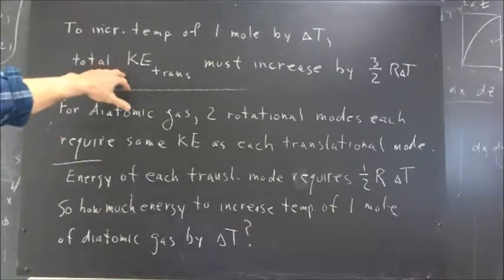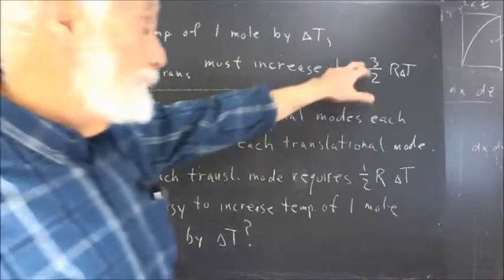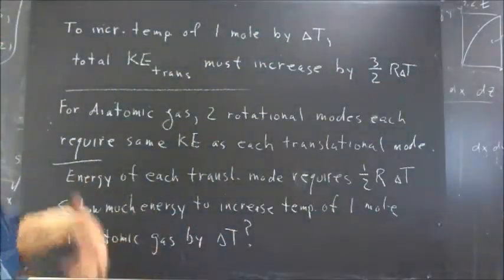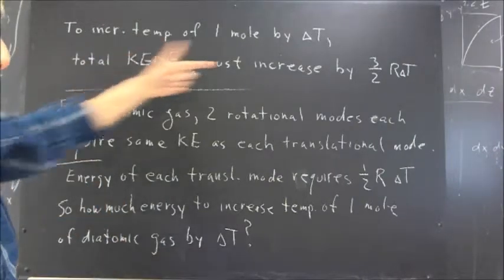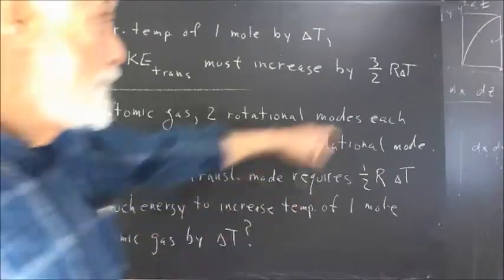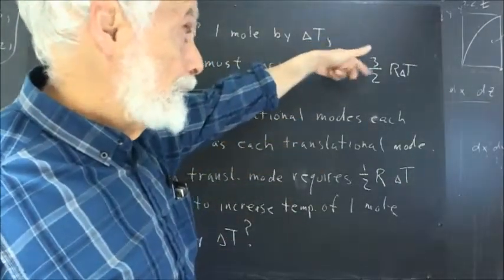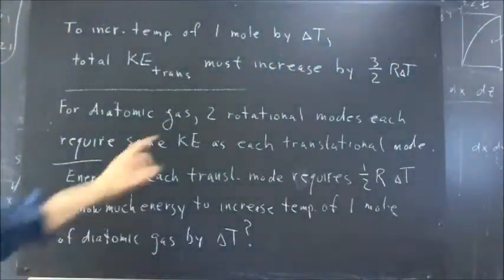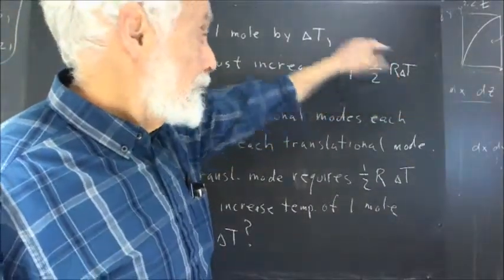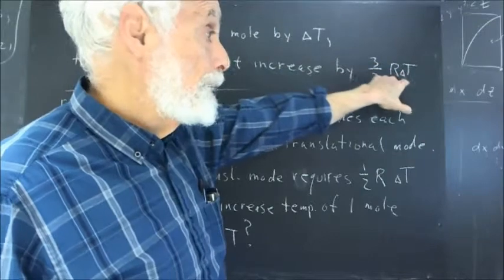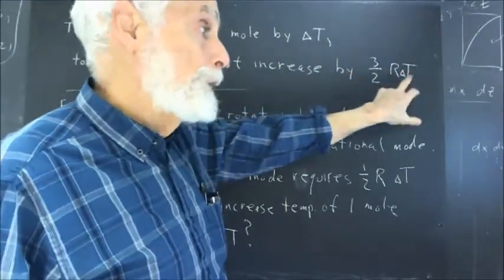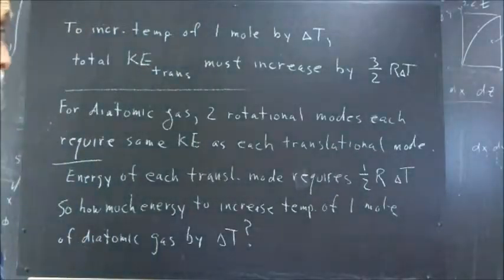Now, if the translational kinetic energy increases by 3/2 R delta T, by how much does each mode of translational energy increase? The answer should be fairly clear. It's going to be 1/3 of this, or 1/2 of R delta T. So each mode of kinetic energy carries 1/2 R delta T, or changes energy by 1/2 R delta T when the temperature changes by delta T.